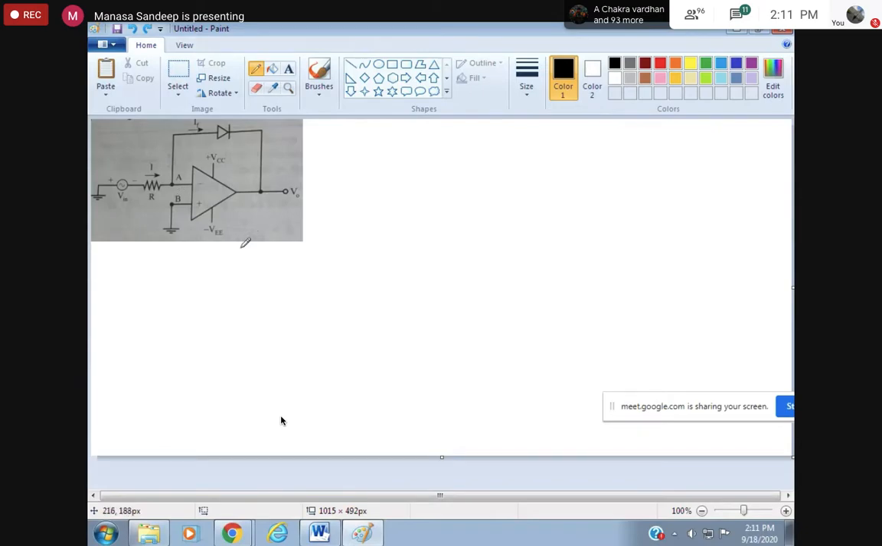How exactly is that non-linearity achieved? When you introduce this diode in this negative feedback, it is what allows the non-linearity to be introduced into the circuit. So let's see what exactly this diode is going to do so that this non-linearity comes into the picture. Here you can see the input is applied to the inverting terminal, right?